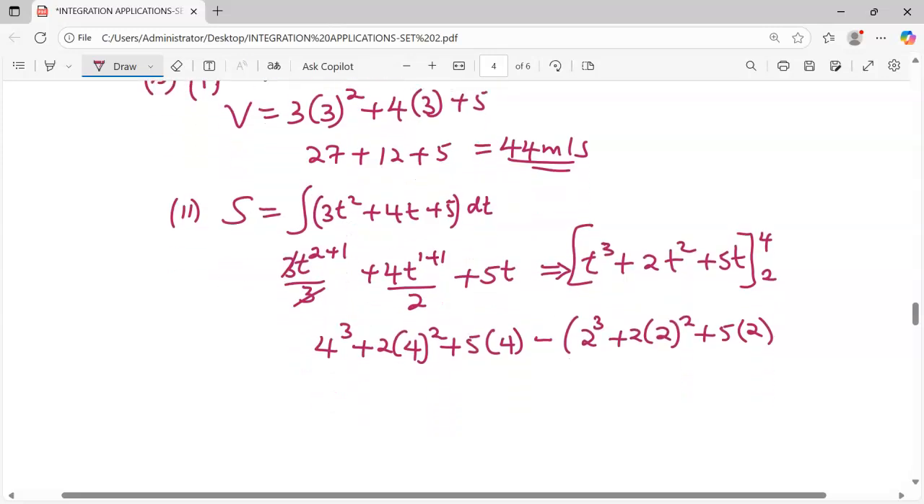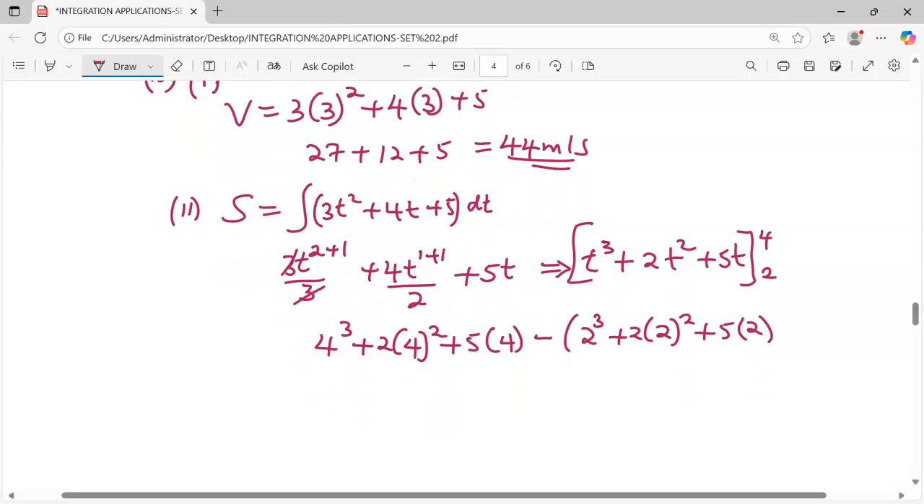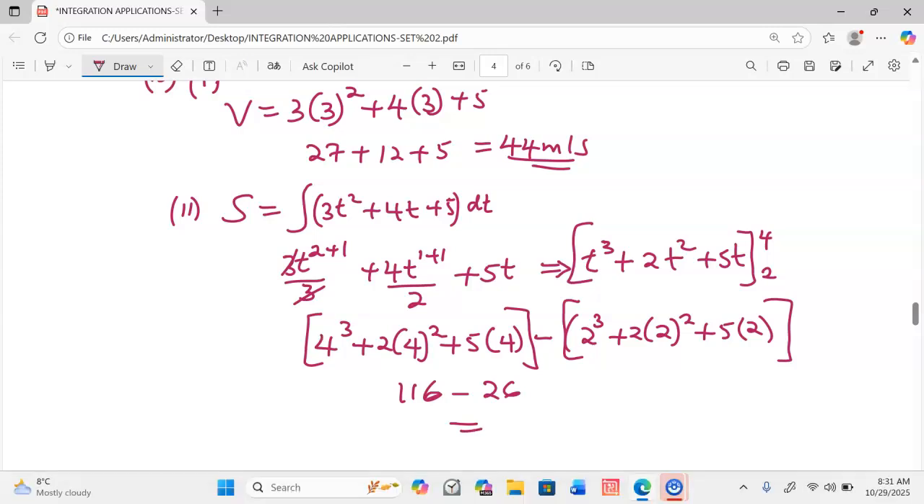In this case, we are going to have the first bracket. Using a calculator, we are going to get 116, minus the second bracket is going to give us 26, and the final answer is going to be 116 minus 26, giving us 90 meters as the answer to this particular question.